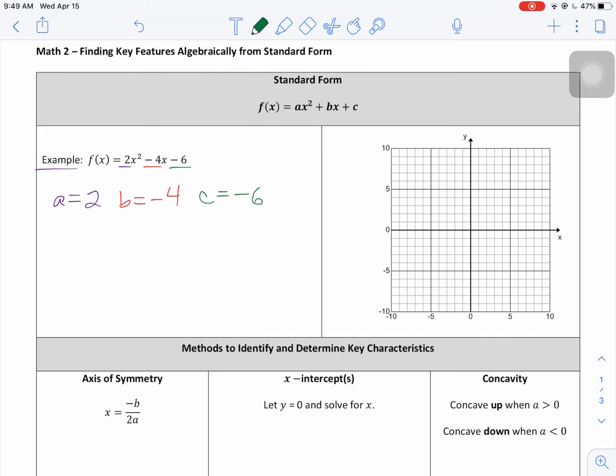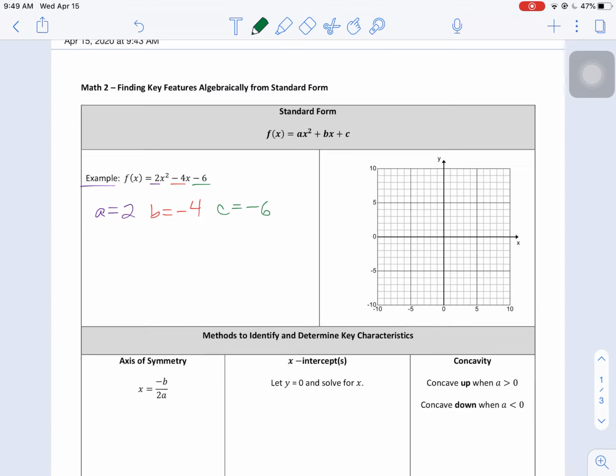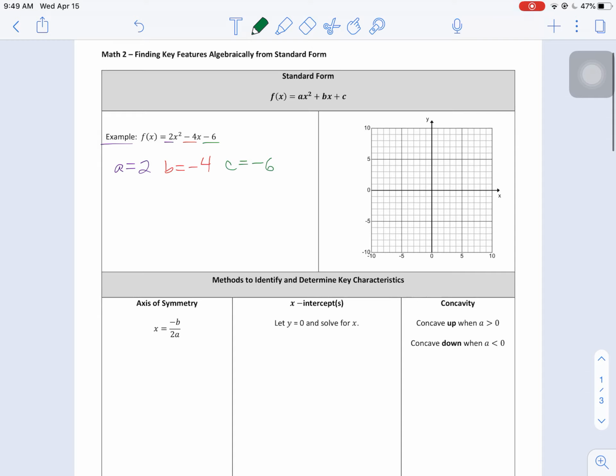In order to find the axis of symmetry, you have to memorize this equation. You're going to use x equals negative b over 2a. So you just plug all the numbers in and simplify. So x equals the opposite of b. Our b value is negative 4, and then over 2 times a. So you just simplify. Up top, the double negative turns into a positive. In the bottom, 2 times 2 is 4, and then 4 divided by 4 is 1.